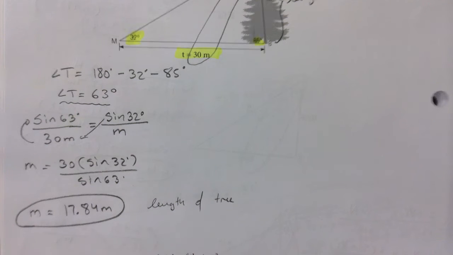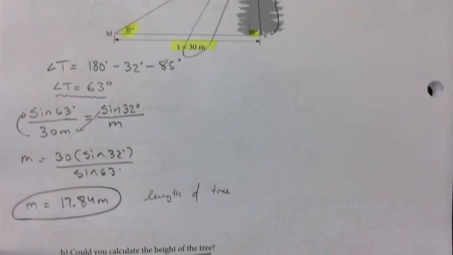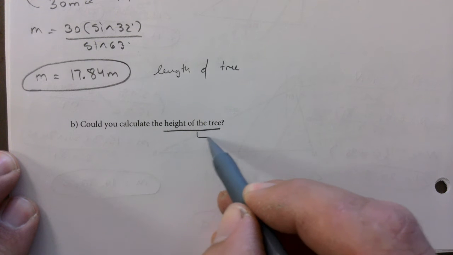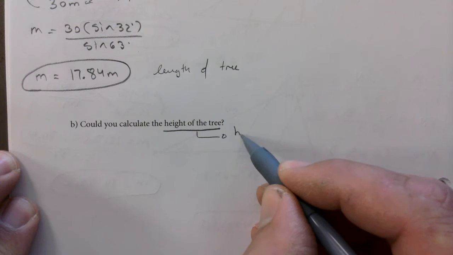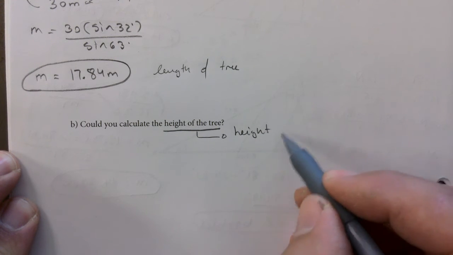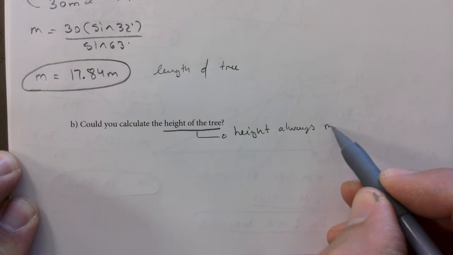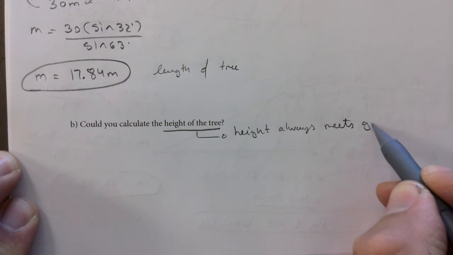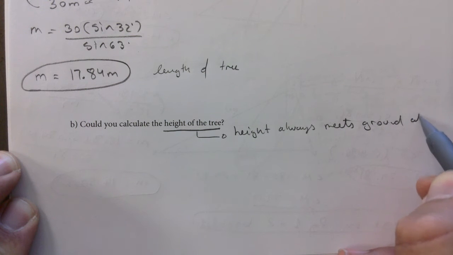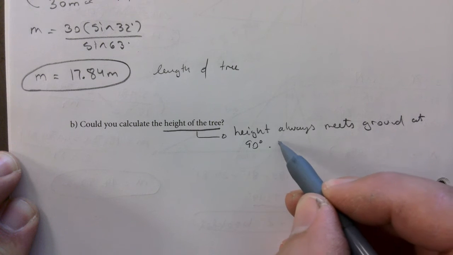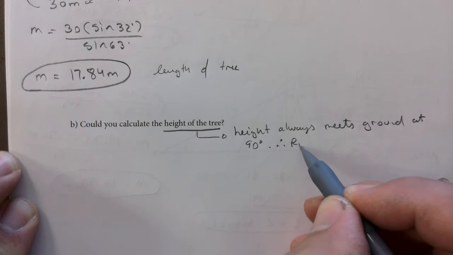And now the second part. This is going to be somewhat new to you. Calculate the height of the tree, right? Height always meets the ground at 90 degrees. Therefore, it's a right triangle.